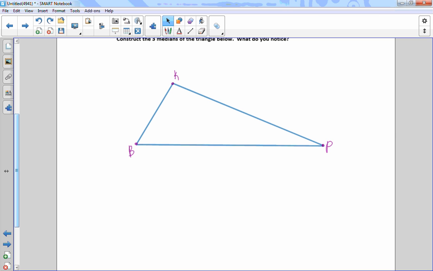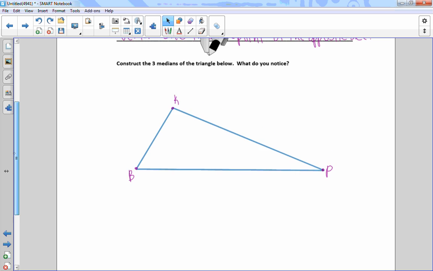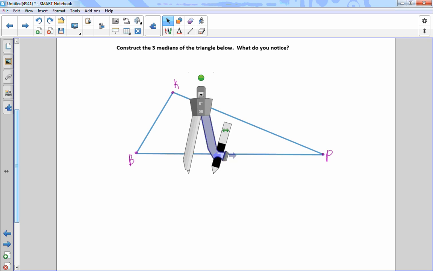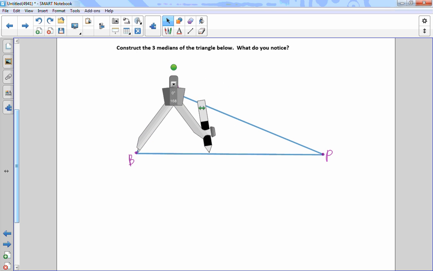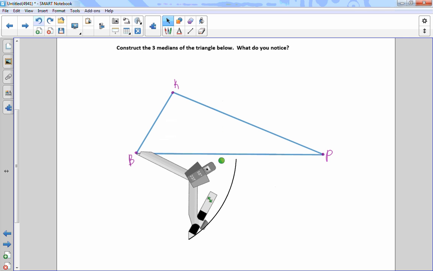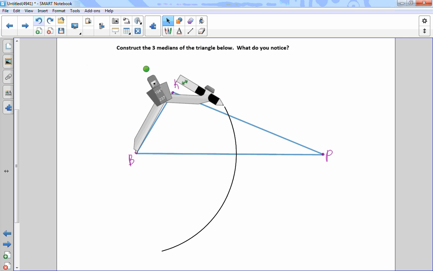So, get your compass out again. Let's start with BP, finding the midpoint. Okay, put your anchor point on B. How wide again does this have to go? There we go. A little more than half. Just eyeball it, make sure it's more than half. Draw an arc.